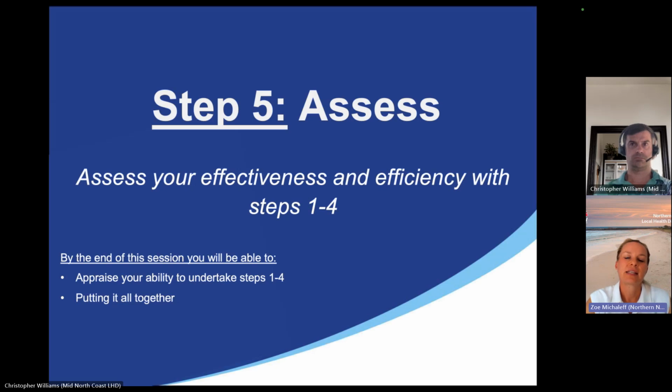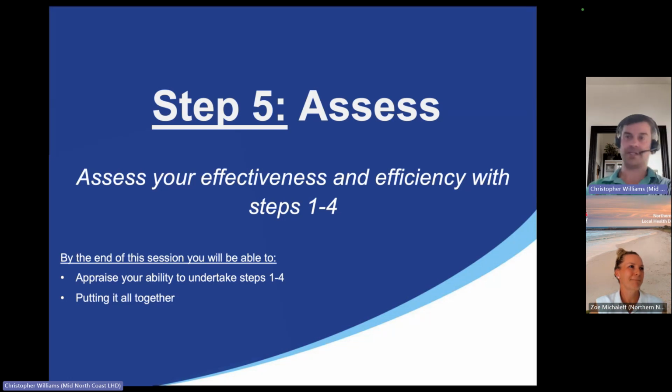With that said, I'd now like to hand over to Chris Williams to take us through step 5, where we're going to assess the effectiveness of the first 4 steps and have a look at how to bring all of this together. Thanks, Chris. Thanks, Zoe.